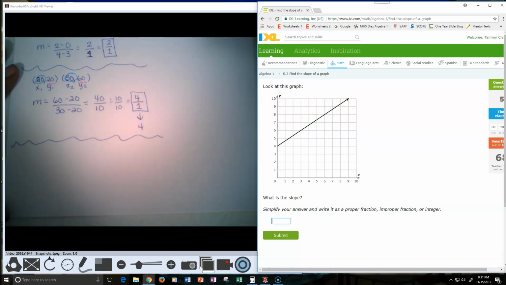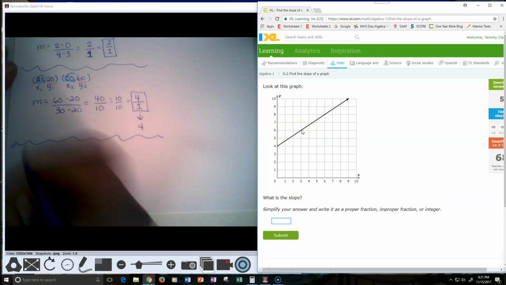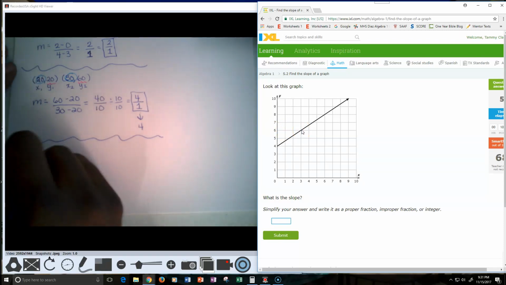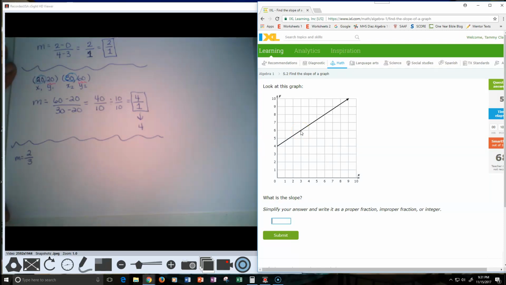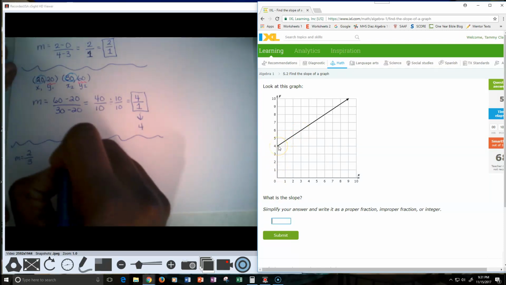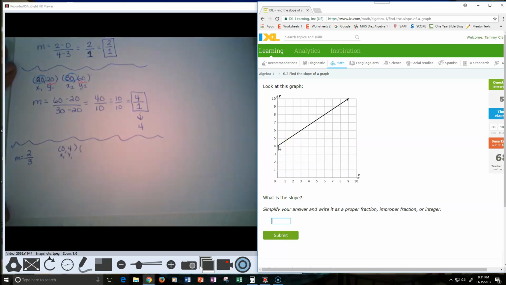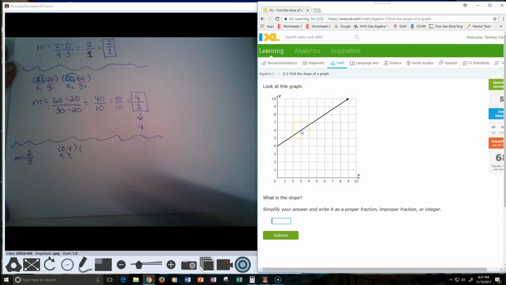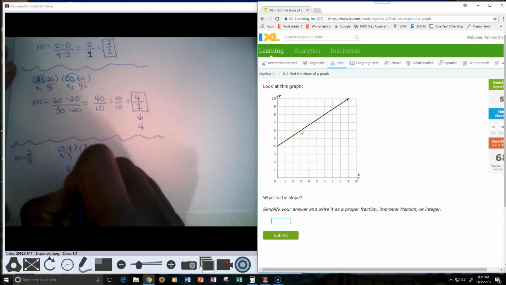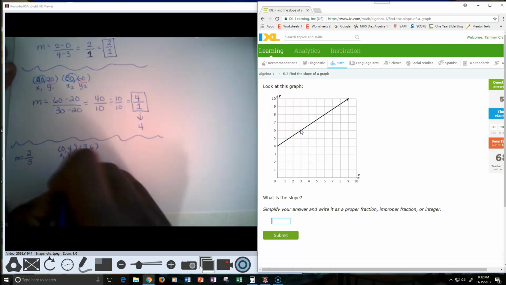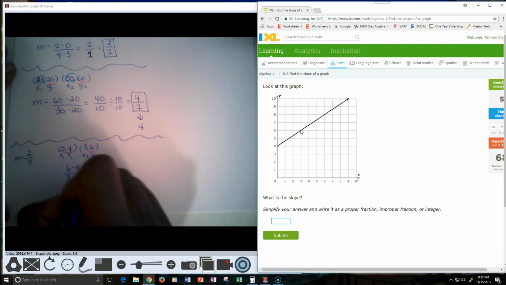Again, we're asked to look at this graph and find the slope. What is the slope? So let's start here at 4. We're going to count up 1, 2, and then go over 1, 2, 3. So it would seem that our slope is 2 over 3. Let's confirm it algebraically. So I'm going to use this ordered pair, 0, 4, as x1, y1. And then the second ordered pair that I want to use is 3, 6. I'm going to take 6 and subtract 4. Those are my y's. And then I'm going to take 3 minus 0.